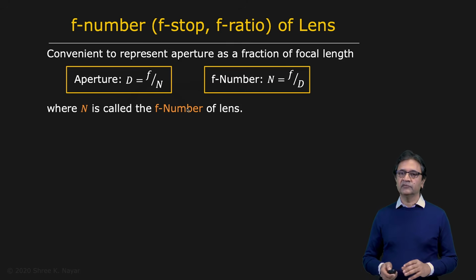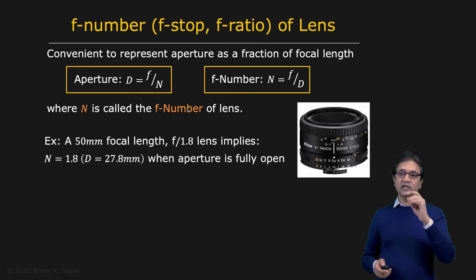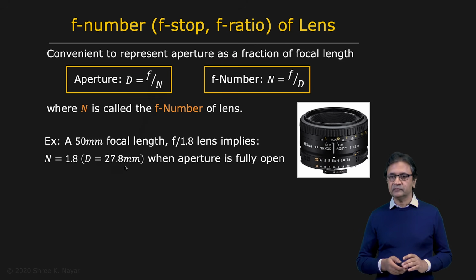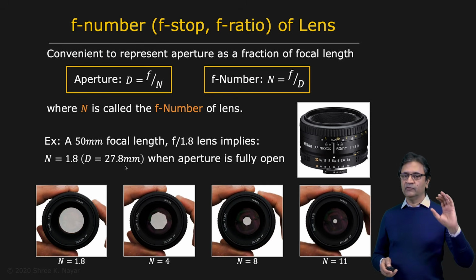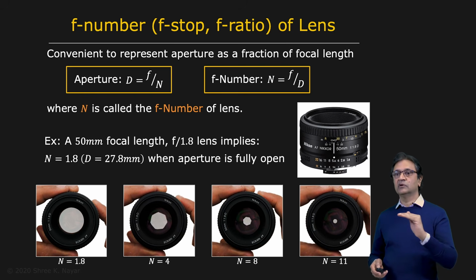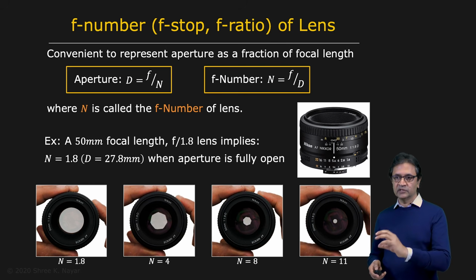So for example, if you had a lens with focal length 50 millimeters and an f number of 1.8, then the diameter of the lens would be f divided by 1.8, 50 divided by 1.8, which is 27.8 millimeters. So if you're looking at the f number as the way to represent the aperture, as you go from a fully open aperture to a closed aperture, the f number is going to go up while the diameter goes down.